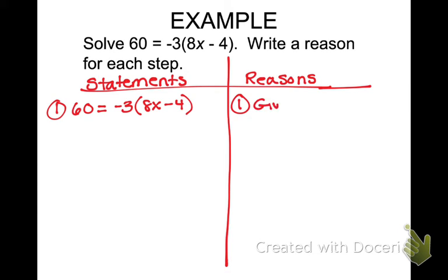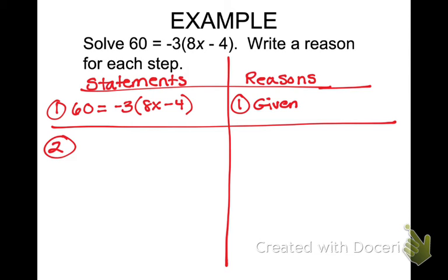Given. All right. So, what's next? Distribute. Good. So I'm going to put a line. So line 2, 60 doesn't change. The equal doesn't change. When I distribute that -3 through, we get negative 24x plus 12. Because -3 times -4. And then on the right-hand side, I'm going to put distributive property.